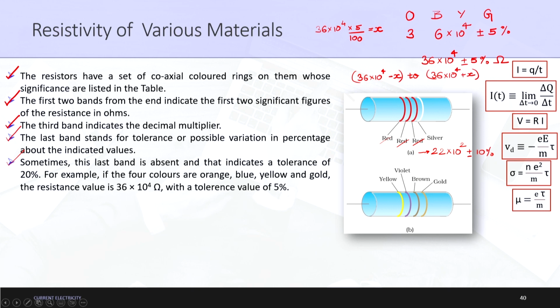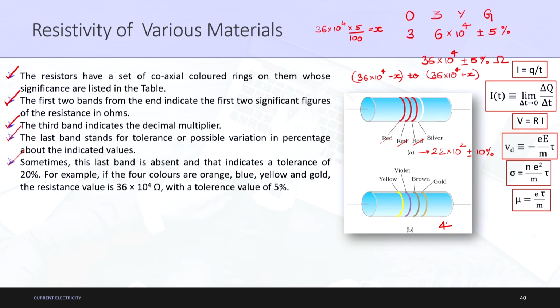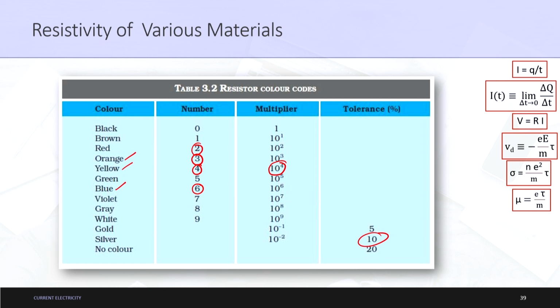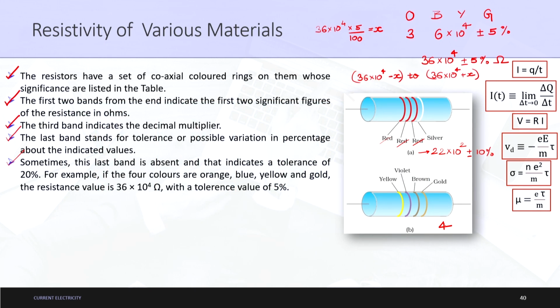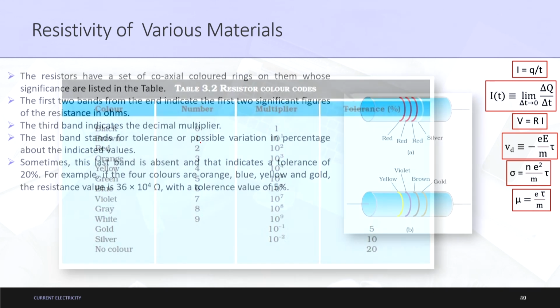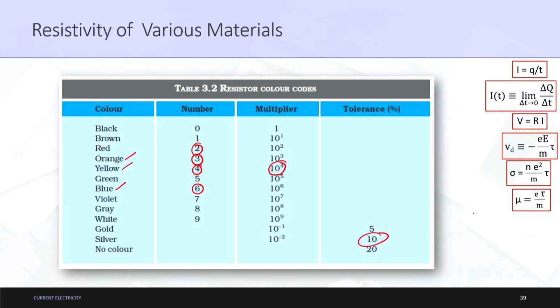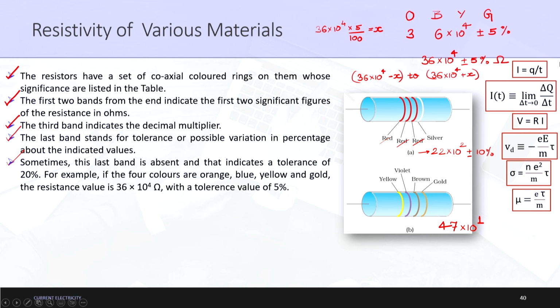Similarly, if I go for the B point here, first is yellow, violet, brown, gold. As you can see, yellow has a value of 4, hence this will be 4 here. Then the next value is violet, violet has the value of 7 here, so it is 47 into 10 to the power, next value is brown, brown has a value of 1, therefore it will be 1 here, and gold has a value of 5%, hence the tolerance will be plus or minus 5%.